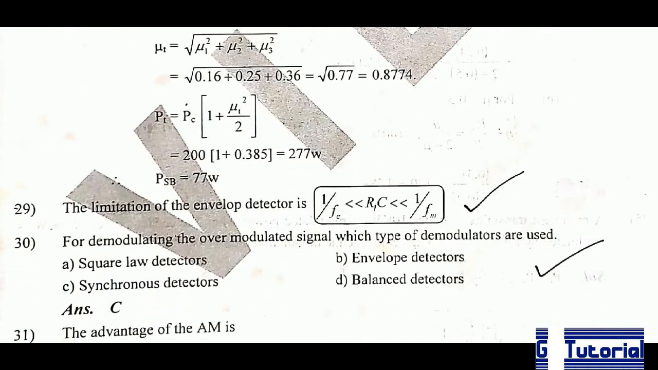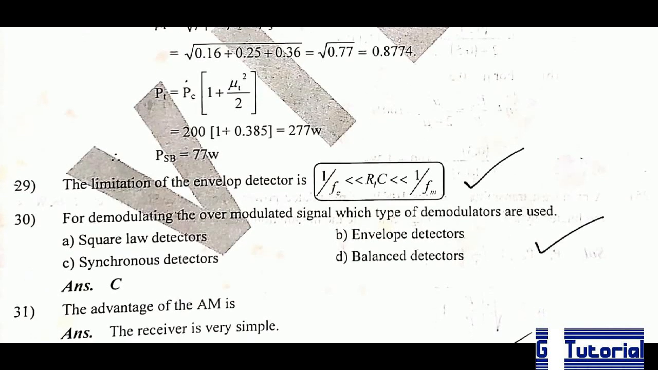You can note down, this is a note, the limitation of envelope detector. Envelope detector is used to demodulate the AM signal, and the limitation is that the value of RC constant should lie between 1 by FC and 1 by FM, that is, 1 by FC should be less than RC less than 1 by FM. For demodulating over-modulated signal, which type of demodulators are used? Synchronous detectors are used.